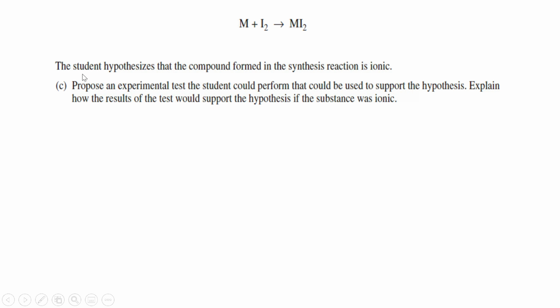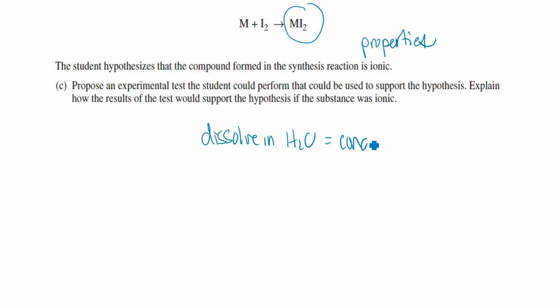So a couple other questions here. The student hypothesizes that the compound is ionic. Propose a test that they could use to support this hypothesis and explain how the results would support the hypothesis if it was ionic. So here you're kind of thinking back to maybe Unit 2 with bonding, and you're thinking of the properties of ionic compounds. And one of the things that stands out with ionic compounds is that when they dissolve in water, they conduct electricity. And this could be particularly helpful because they did mention earlier that this is a water-soluble compound.